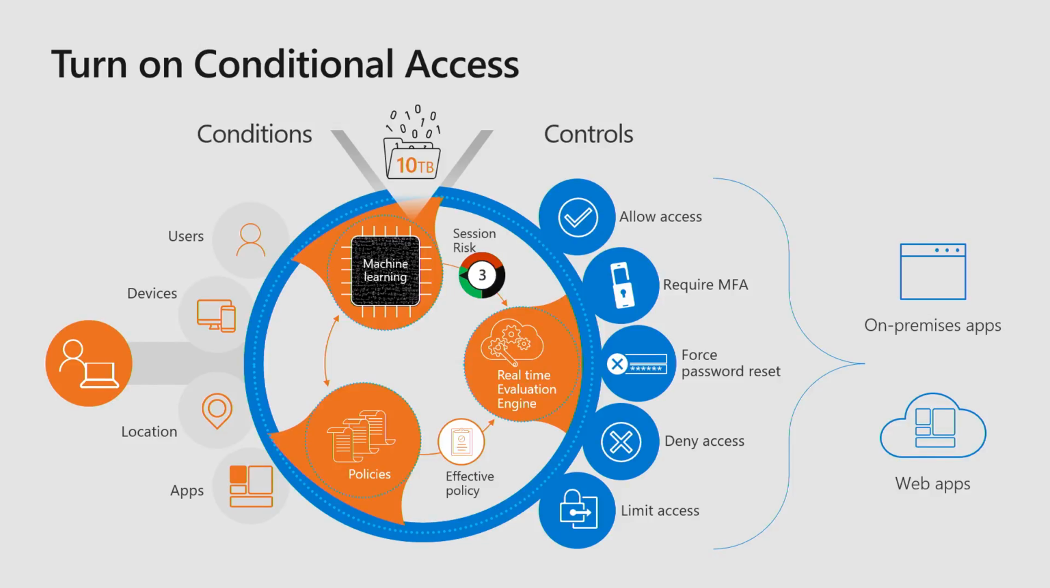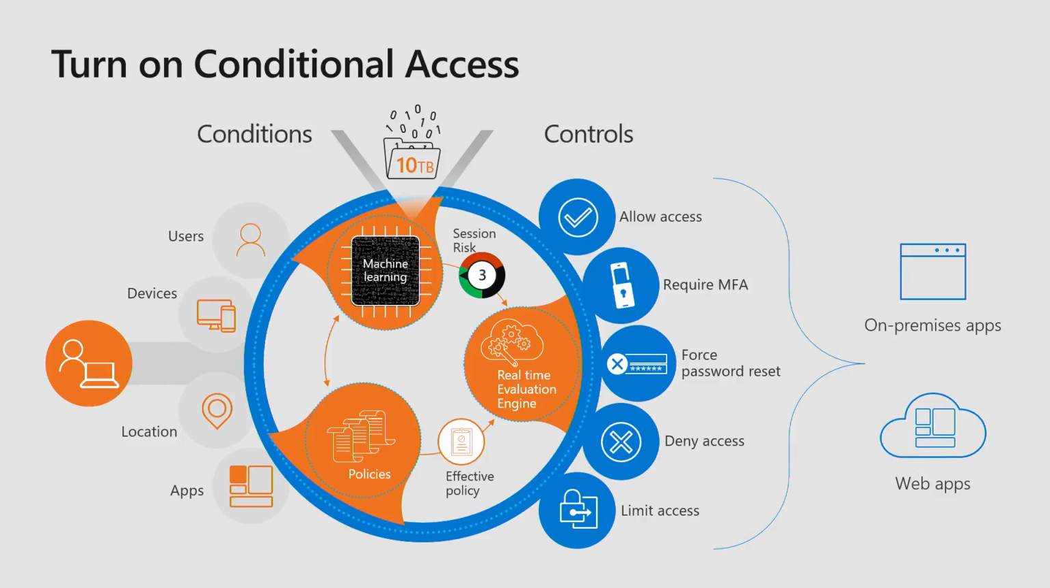So let's talk about an example. Let's say that you have an on-premises application that you've configured using Proxy. And you have a user who's trying to access that on-prem application, and they're coming from your corporate network on a device that you trust. In that case, you're probably going to be fine with the user entering their username and their password and being granted access to that application.